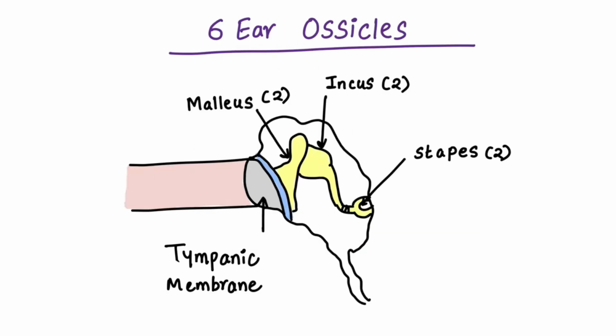Now we will quickly revise 6 ear ossicles. Name of 6 ear ossicles: malleus, incus and stapes. Malleus, incus and stapes. These are 3 bones. 3 plus 3 is equal to 6 ear ossicles. 3 on left side, 3 on right side.